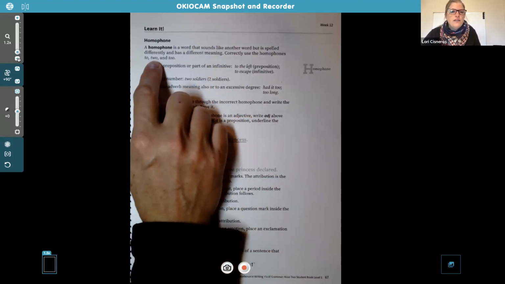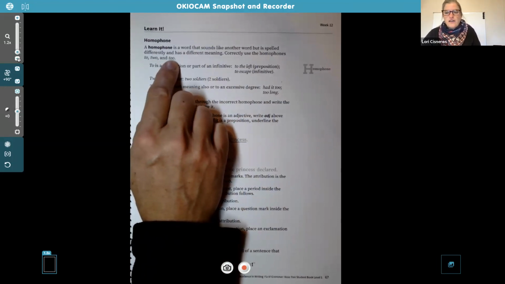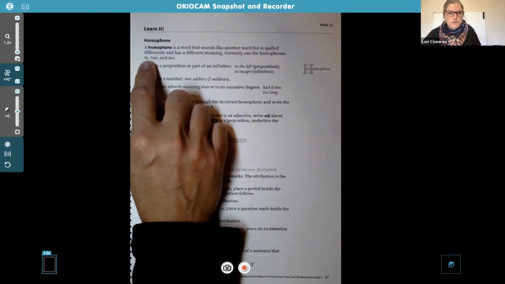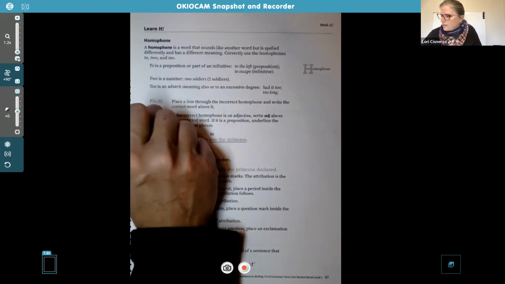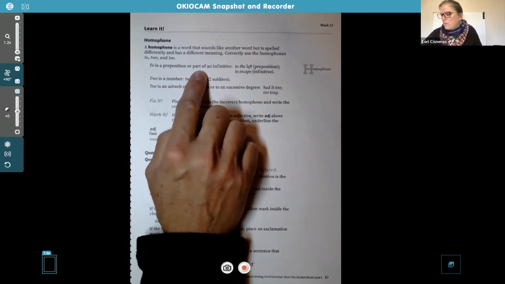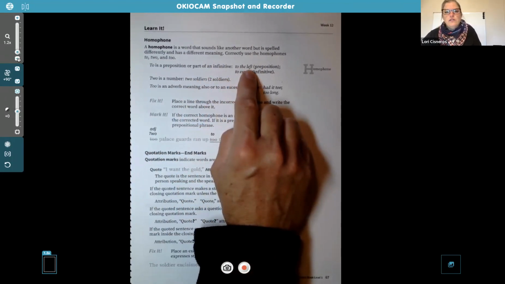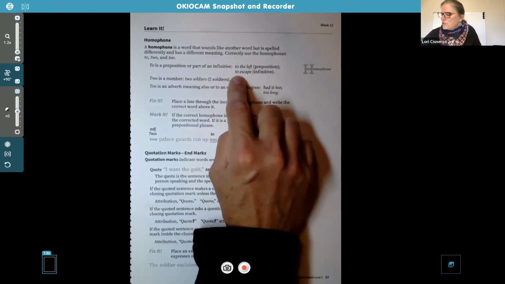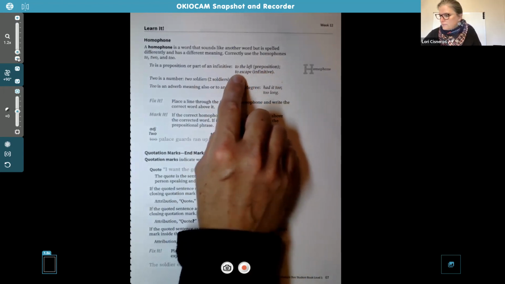Here's an example at the end of that first paragraph there, two, two, and two. They all sound exactly the same, right? But they're spelled differently. And we know that they mean different things too. So you would use them differently in different sentences. So two, T-O, is a preposition or part of an infinitive. Here's your example, like to the left or to escape. So to the left is a preposition and to escape is infinitive. So those are the two different ways you can use that word with T-O.